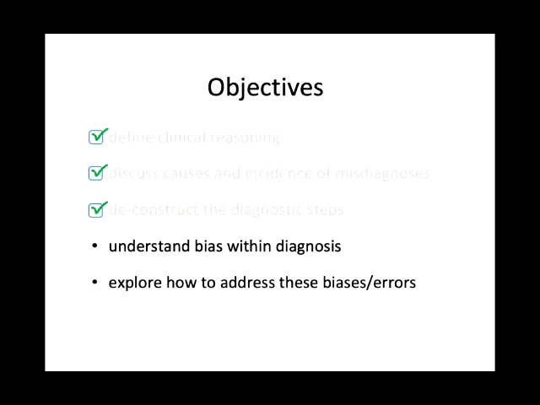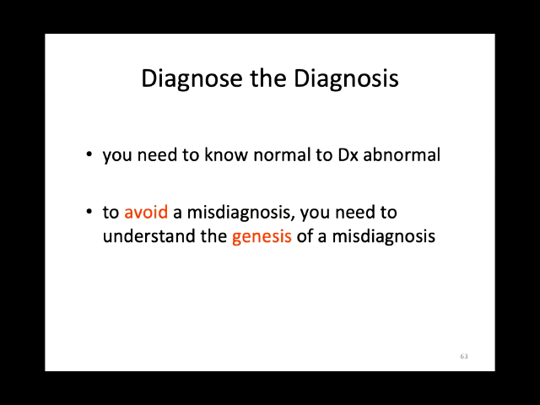Okay, that's 3 out of 5 items in the objectives, and let's move on to understanding the bias within the diagnosis. So, as I just mentioned, in order to avoid a misdiagnosis, you probably need to understand the genesis of a misdiagnosis. And in order to know how something breaks, you first have to understand how it works properly.